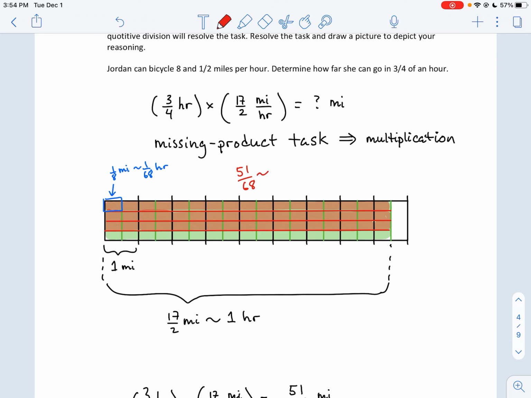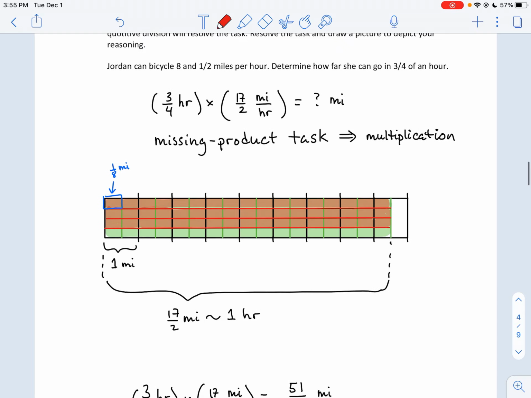Oh, of course. I'm thinking in terms of hour. That's not what we're after. That's why I'm confused. 51/68 is the same thing as 3/4, and that's just 3/4 of an hour, which is how we got this. We started with an hour and did 3/4. We want to figure out how many miles is shaded in red. So this part here didn't even really matter.